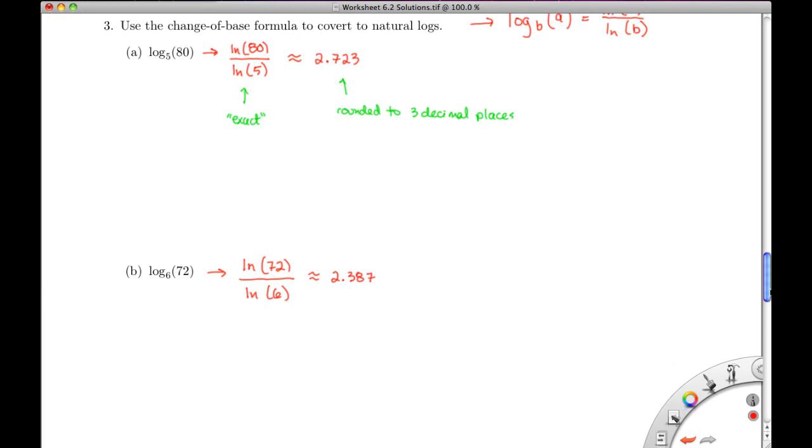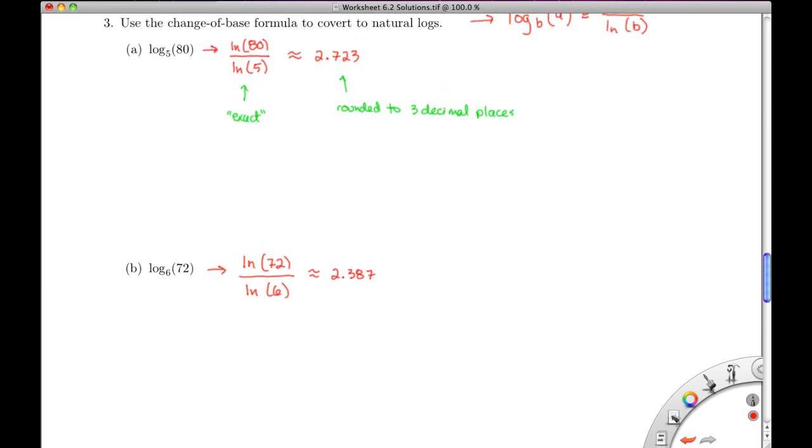Okay, so that does it for the problems that use properties of logarithms, and we'll be using these again, like I said, in 6.4 to help us solve equations and inequalities. But that'll do it for this video, and I'll see you all in the next one.